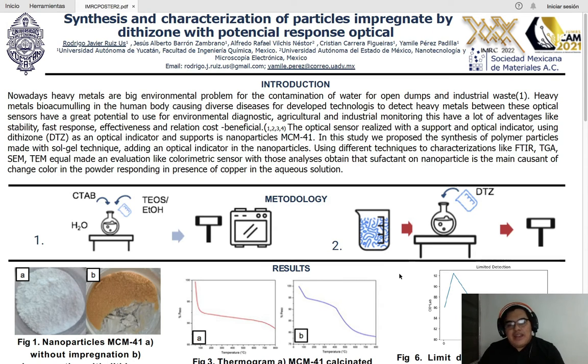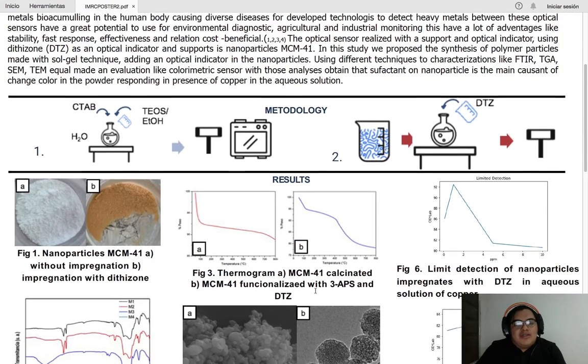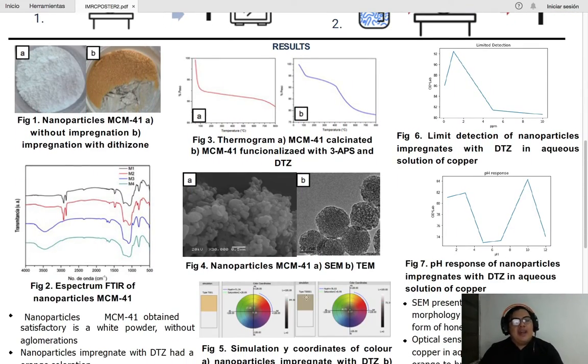The nanoparticles obtained in the first step were suspended and the dithizone solution in solvent was added, with heat and stirring for 1 hour. The solution obtained was filtered and dried. In the vessels, we obtained the white powder, like in the literature. This powder, with the dithizone impregnated, changes the color to orange.